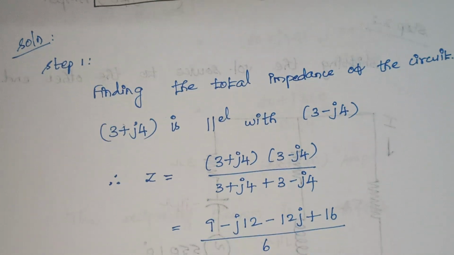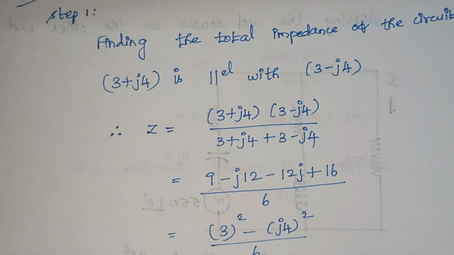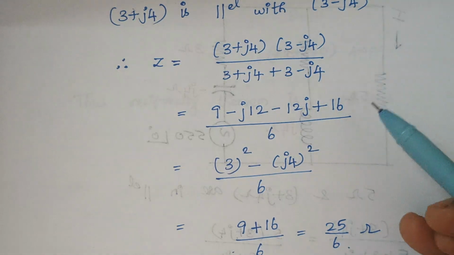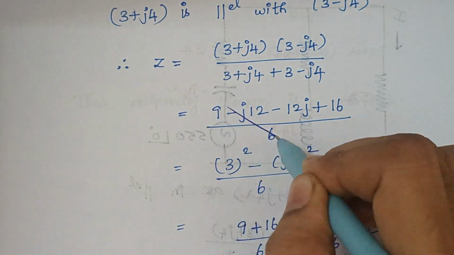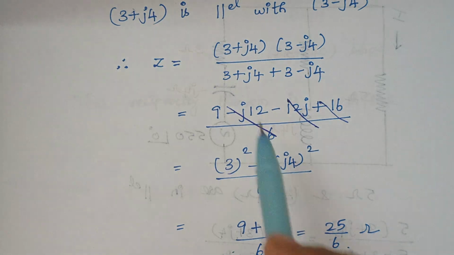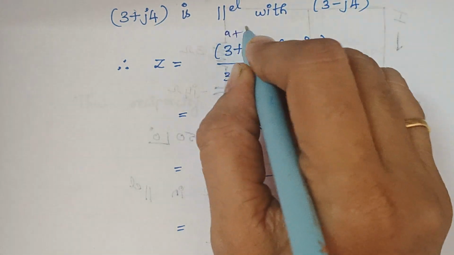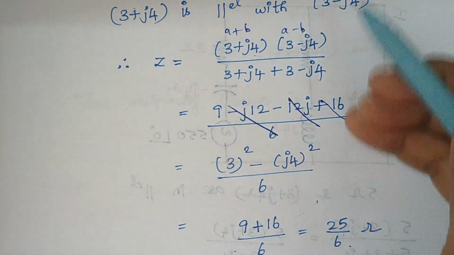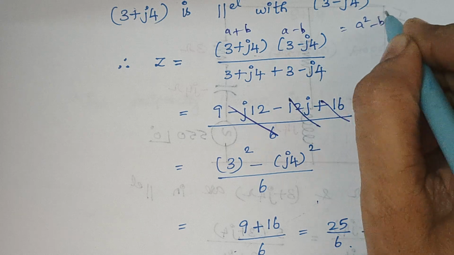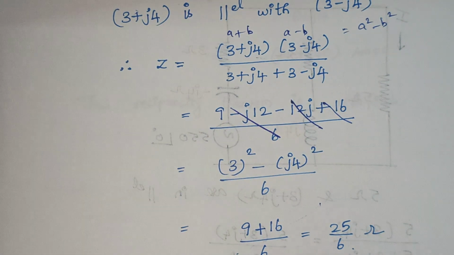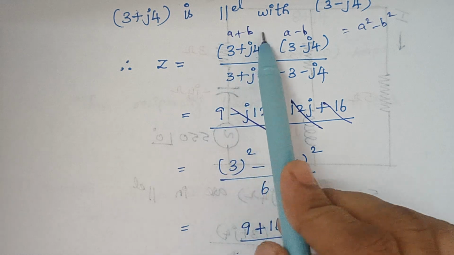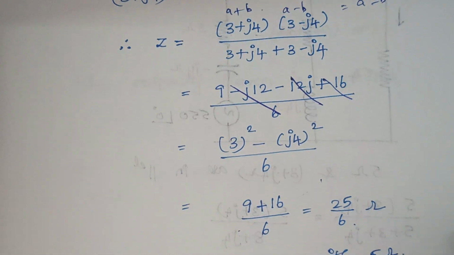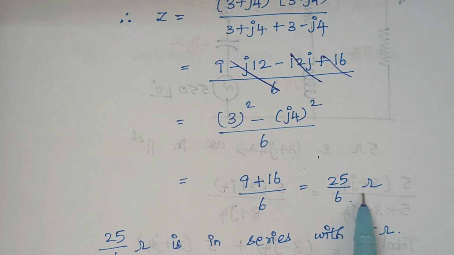Once you solve this, finally we are ending up with this answer. Right. In this case actually you can skip this step. No need. Because you see this is of the type A plus B and this is of the format A minus B. So A plus B into A minus B is nothing but A square minus B square. In the place of A, I am having 3 and in the place of B, I am having J4. Just substitute it over here and the final answer is 25 by 6 ohms.